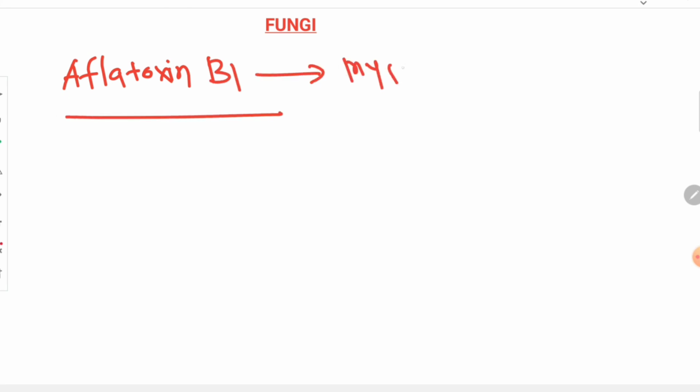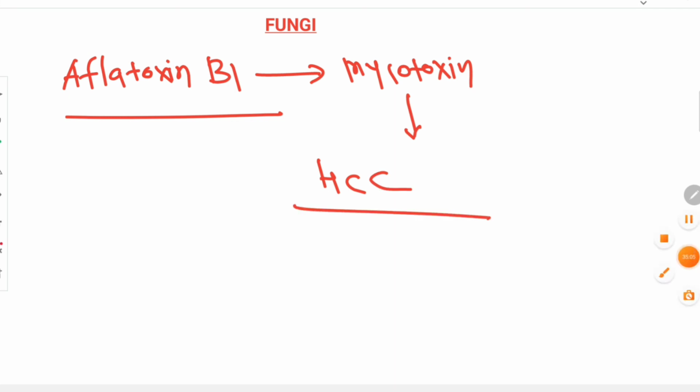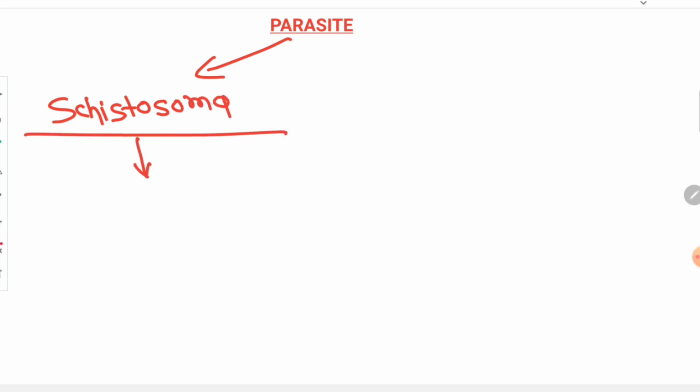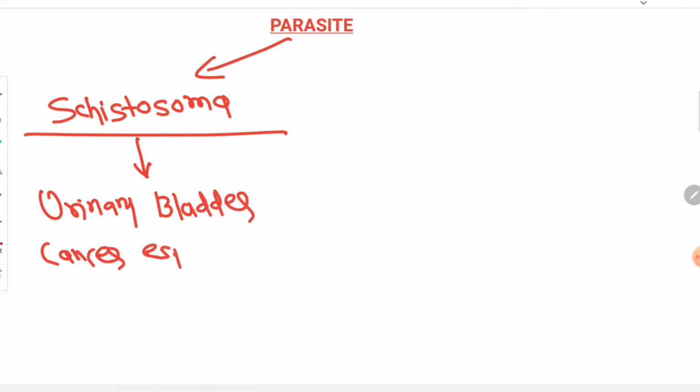Alright, aflatoxin B1, fungus. Now let's discuss about the fungus. So one important fungus that can cause hepatocellular carcinoma is aflatoxin B1. Parasite. So common parasite that can lead to cancer development is Schistosoma and Clonorchis sinensis. The Schistosoma haematobium can lead to development of urinary bladder cancer, particularly squamous cell carcinoma of the bladder.